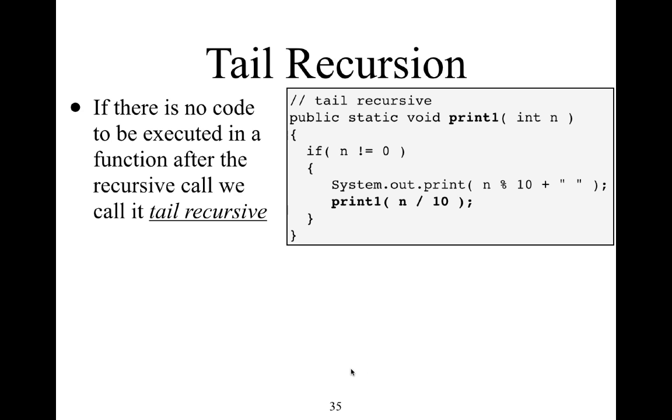So here's a new topic, tail recursion. It's useful to understand how recursion works in certain ways. We say that if there's no code to be executed in a function after the recursive call, we say it's tail recursive. So here we have a tail recursive print statement that is printing the digits of a number.